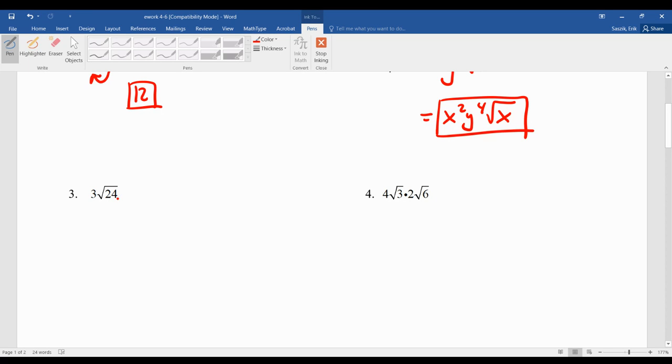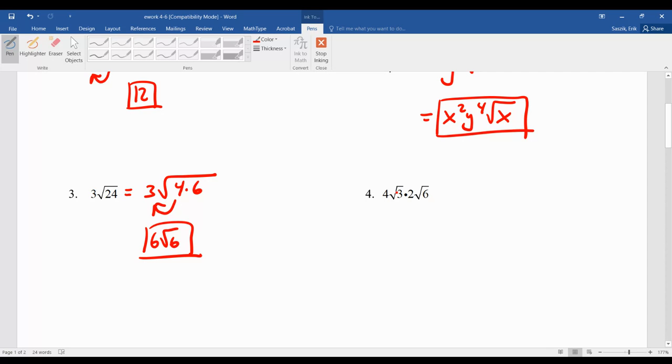Okay. Down here, again, this is review. Break up the 24 into 4 times 6. Square root of 4 becomes plain old 2, turns that 3 into a 6, and you have this root 6 left in there.